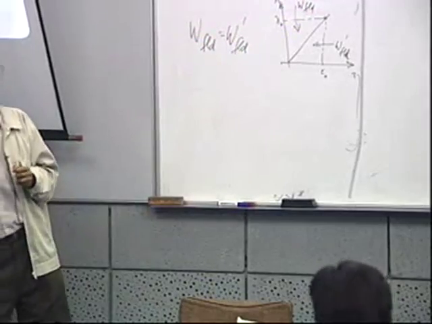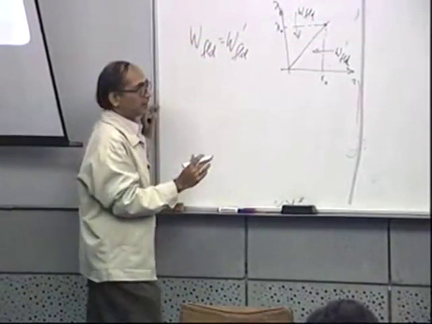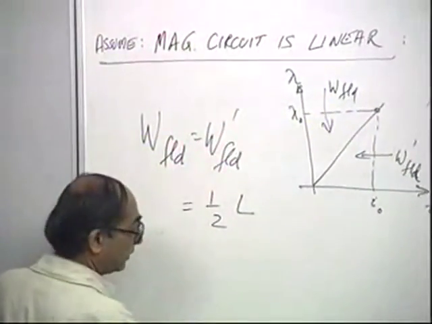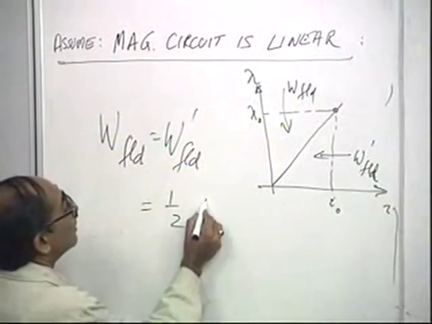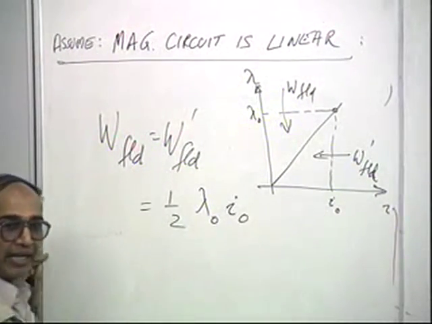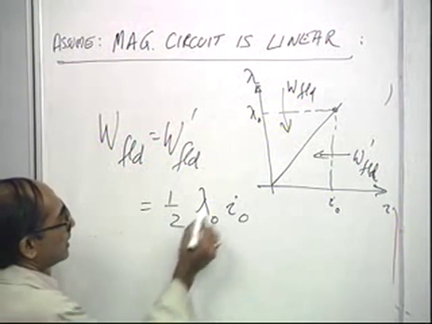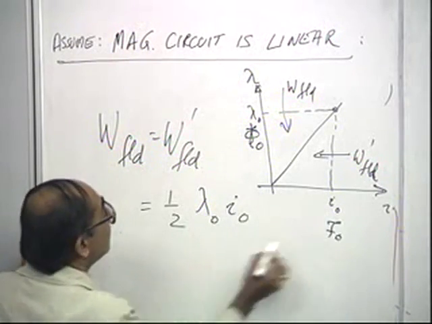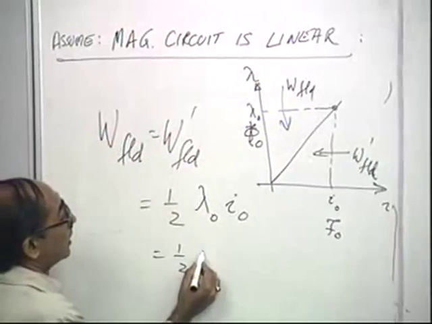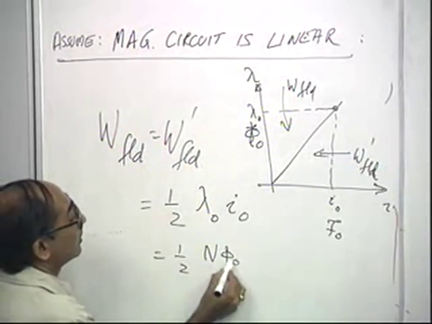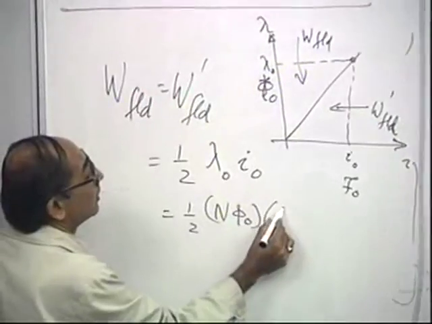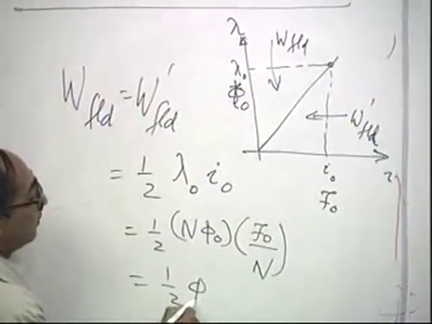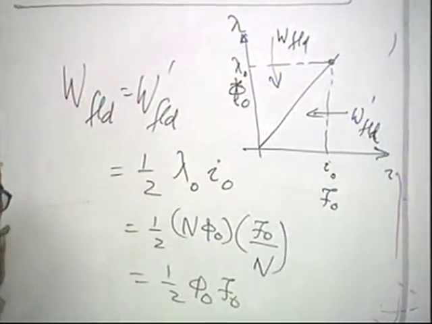Now, if it is I lambda, which is equal to half of lambda naught I naught, and supposing it is in terms of flux phi naught and f naught, which is also equal to half of lambda naught is n into phi naught, and I naught is mmf divided by n. So this is equal to half of phi naught into f naught.